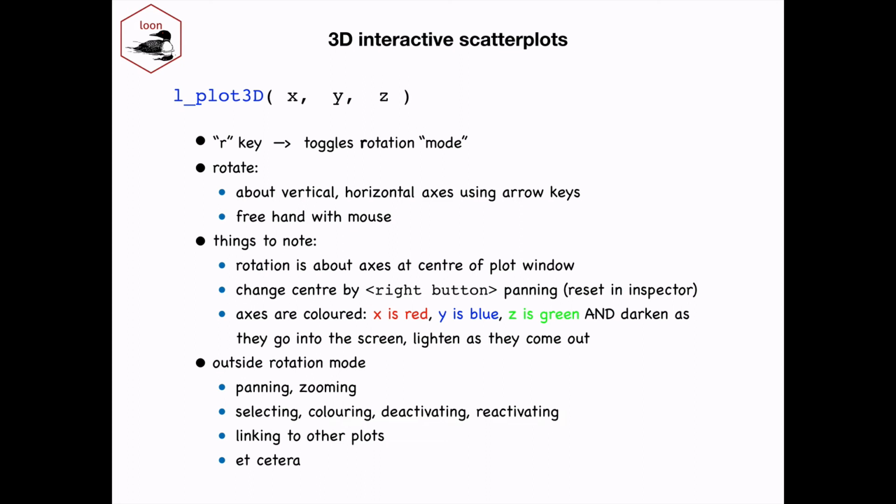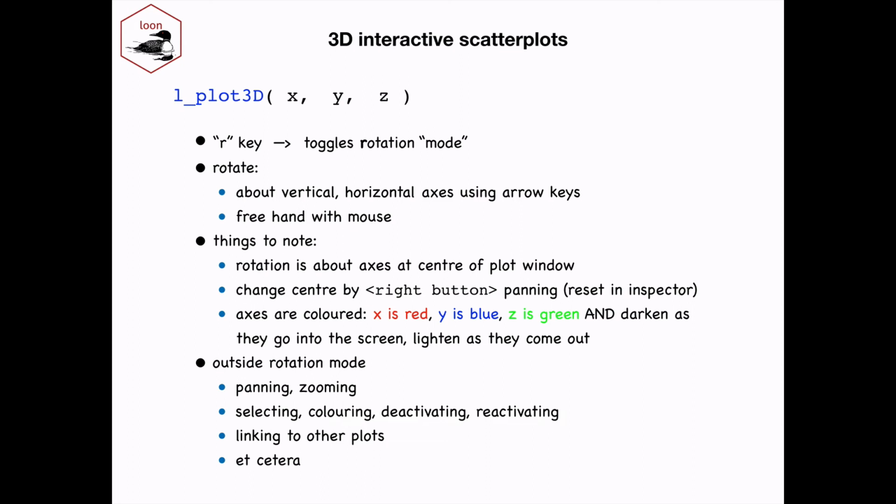The rotation is achieved by just toggling the R key. It turns it on or off. Rotation can happen vertically around the vertical axis using the left-right arrow keys, or around the horizontal axis using the up-down arrow keys, or alternatively just freehand with the mouse, just picking up the point cloud and moving it in the direction you'd like it to rotate.